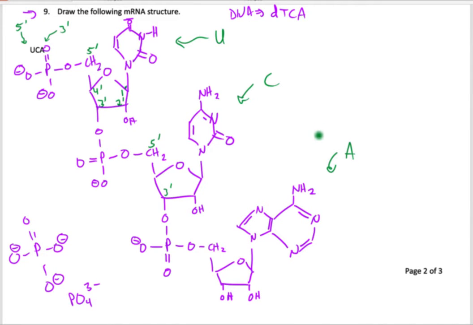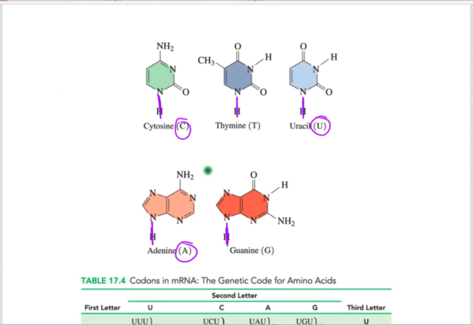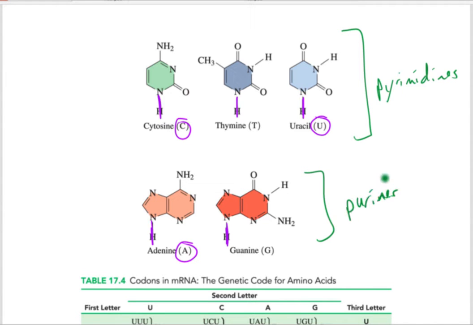The other thing that I would like for you to know is that the bases with the single ring are referred to as pyrimidines, and then the double ring bases are called purines. And I think I'll write that on the handout here. So again, these are pyrimidines, and then these are the purines. For what it's worth, the way I remember this is that the larger structure gets the smaller name.